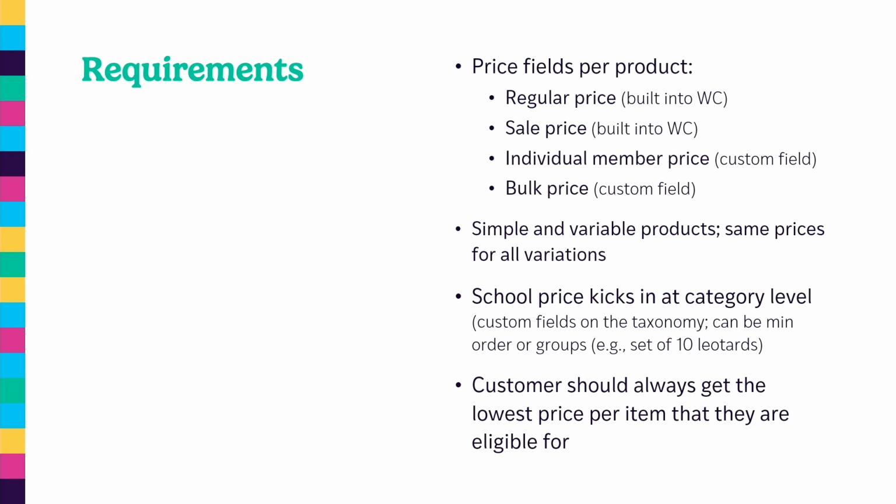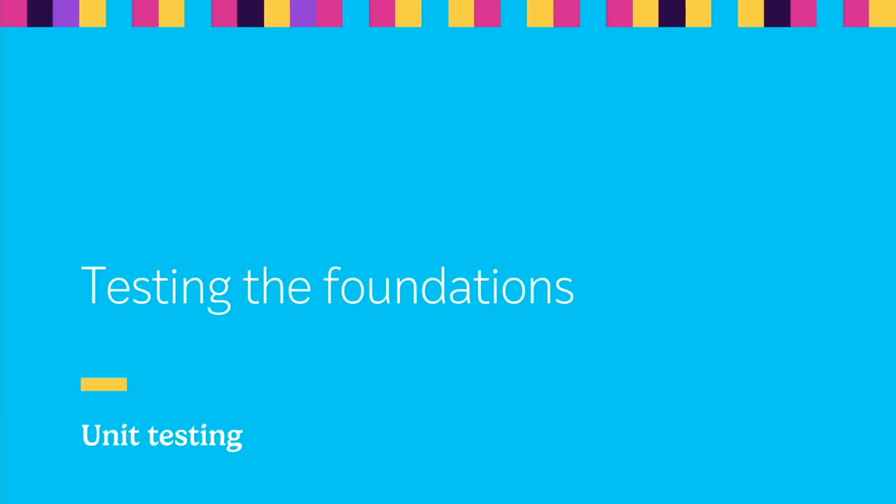Customers should always get the lowest price per item that they're eligible for. So things like if something goes on sale for less than the member price, the member should get the sale price. If the member price is cheaper than the sale price, they should get the member price, and so on.